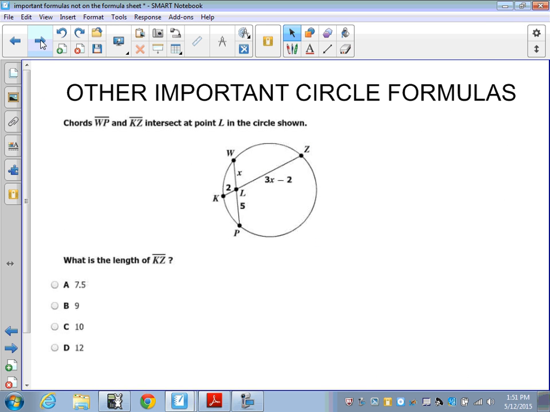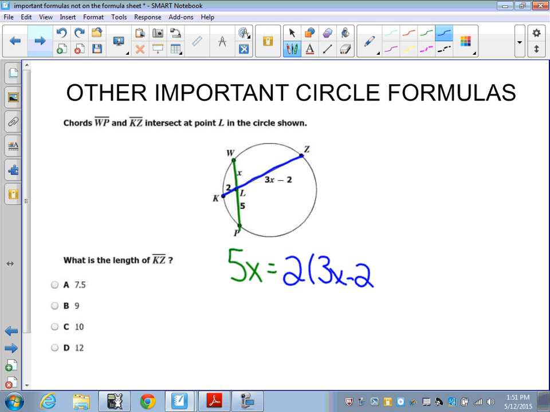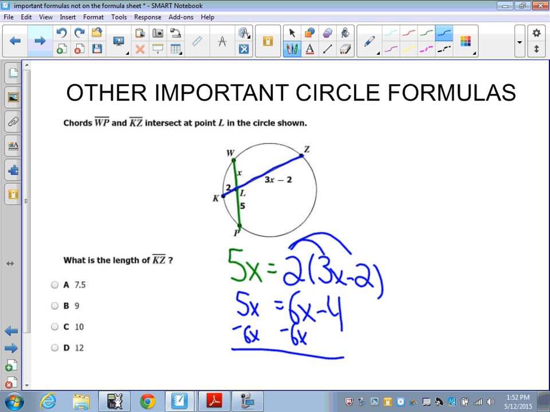This one here is a problem with segments. So I look at that, it's going to be 5 times x. So I multiply the two sides, it's going to be equal to 2 times 3x minus 2. So we just have to do some pretty simple algebra. 6x minus 4 is equal to 5x. We subtract 6x. Negative x is equal to negative 4. Divide by negative 1, we get x is equal to 4.